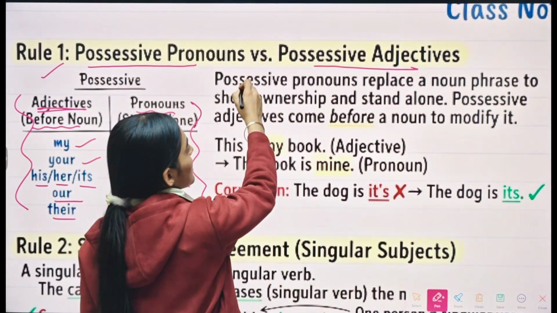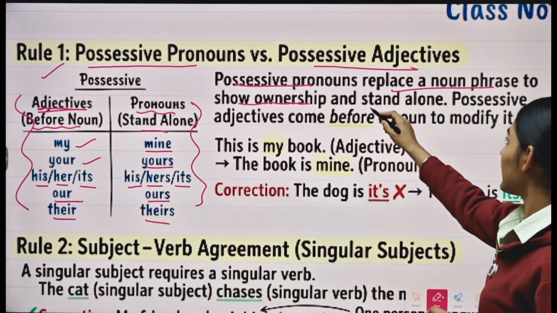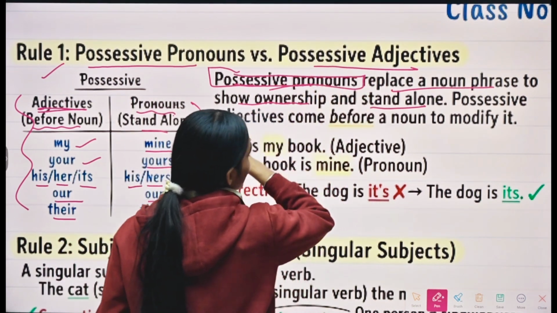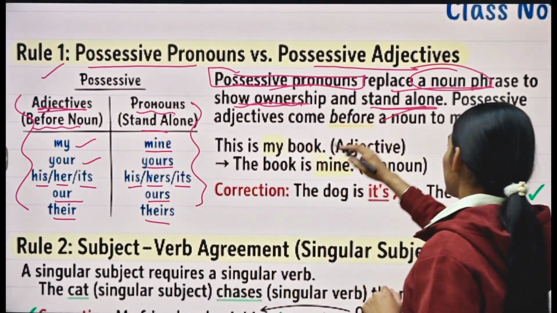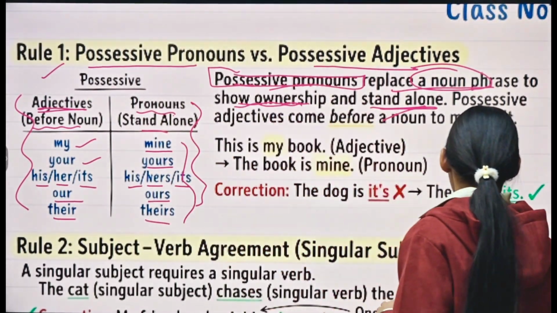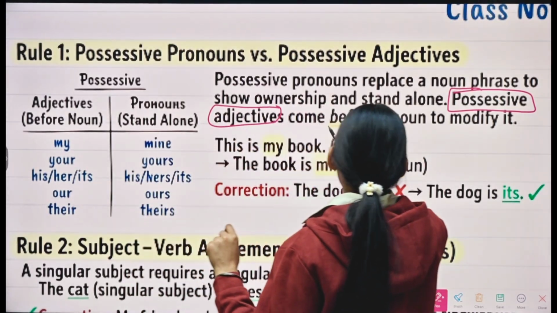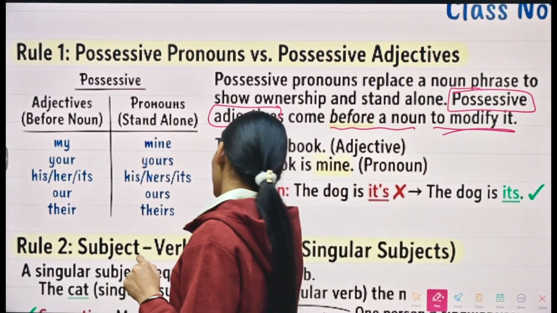So let's see, possessive pronouns replace a noun phrase to show ownership and they stand alone. Which one? The possessive pronouns. They replace a noun phrase and show ownership and they stand alone. Which one? This one. Now let's see the possessive adjectives that we have. They come before a noun to modify it. So let's see the examples that we have.